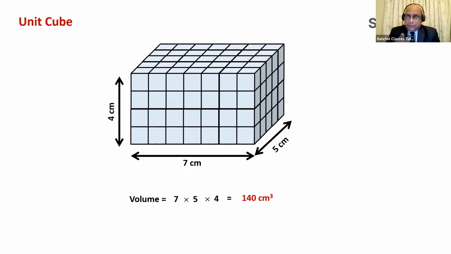Now, for instance, this is a cuboid, right? You can see that it's a cuboid having a length, a width, and a height. So how do we find volume of a cuboid? You will see that it is 7 times 5 times 4, which means volume of any cuboid will be given by length times width times height. You just have to multiply the 3 dimensions of a cuboid to find the volume of the cuboid.